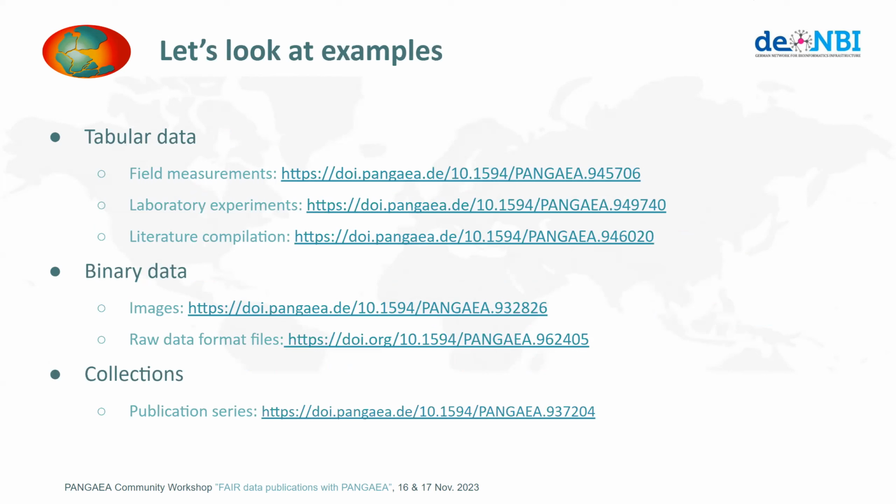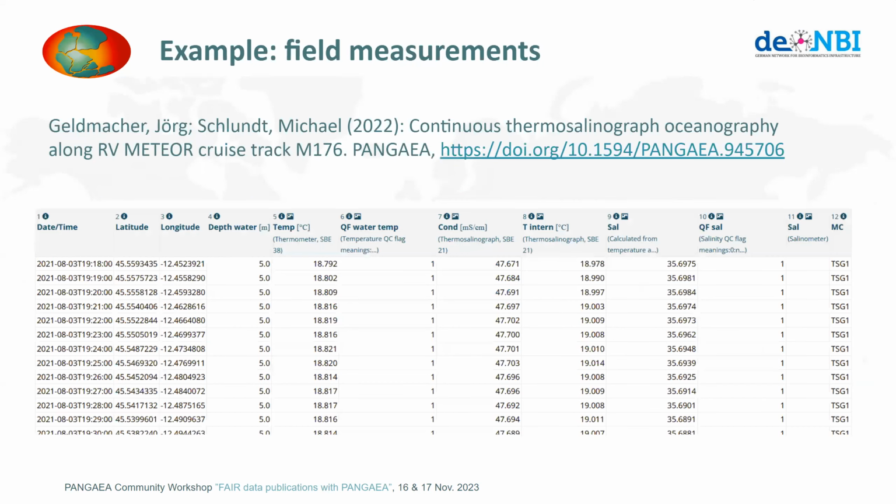Let's have a look at examples and how the metadata is structured for these examples. There are basically three different types of data structure: tabular data, binary data, and collections. Let's start with an example of tabular data. Here it's field measurements, data from a thermosalinograph.